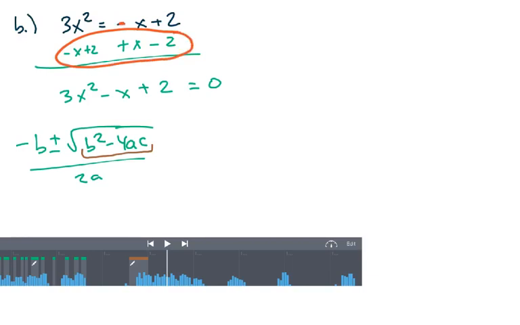I changed the sign here on this side, but for whatever reason I did not change the sign on that side. So this should have been plus x minus 2, which would give me 3x squared plus x minus 2 equals 0. So that was the mistake that I made. Everything else will follow a similar process, it's just that these signs will end up flipping.